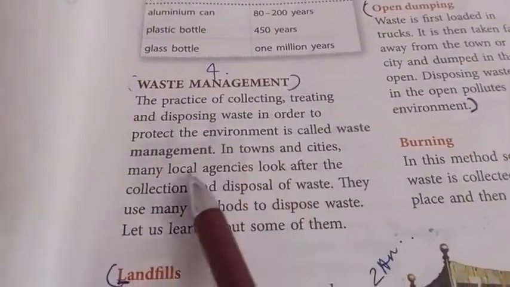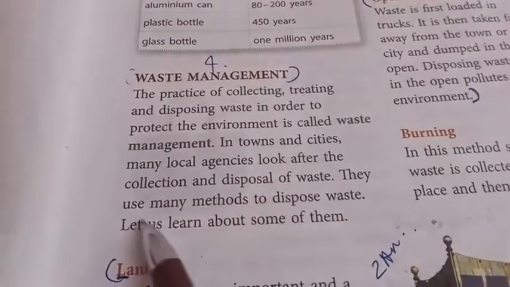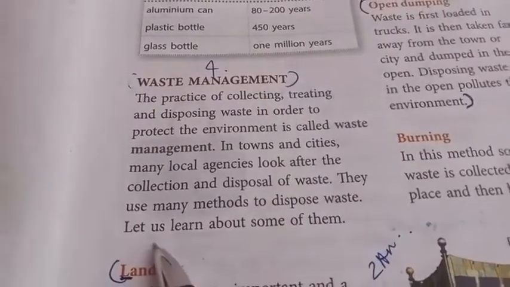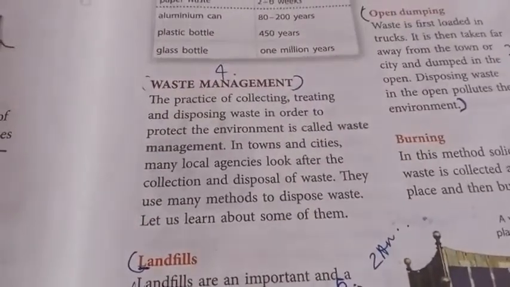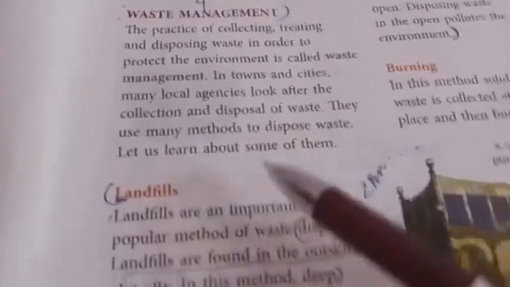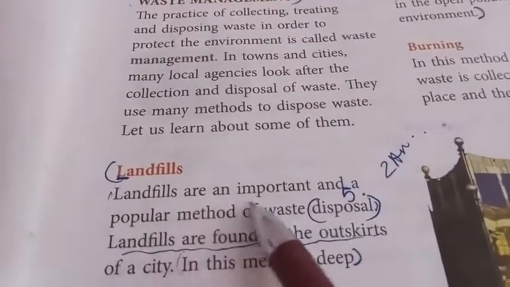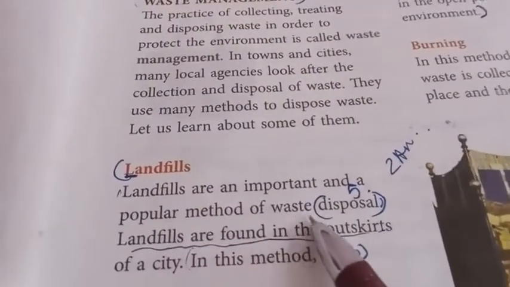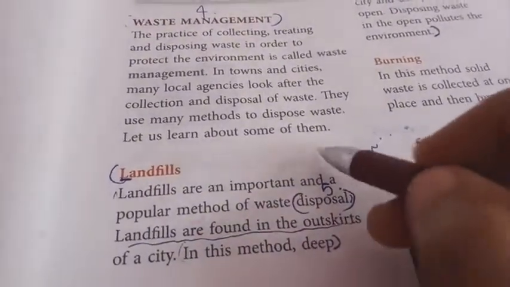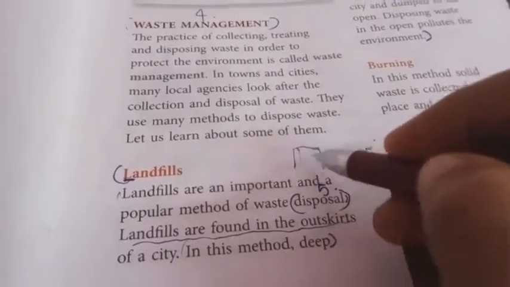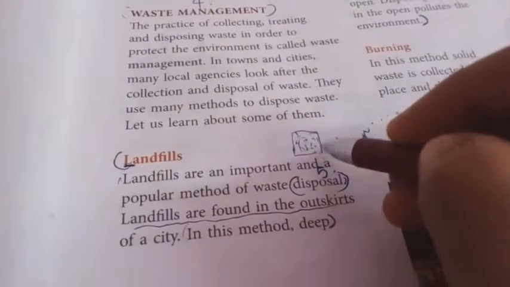In towns and cities, many local agencies look after the collection and disposal of waste. They use many methods to dispose of waste. Let us learn about some of them. They have some kinds of methods in cities. Let's see that. One kind of method is landfills. Landfills are an important and popular method of waste disposal. Disposal means they will find a piece of land in the environment, and then all the waste is thrown in that place.